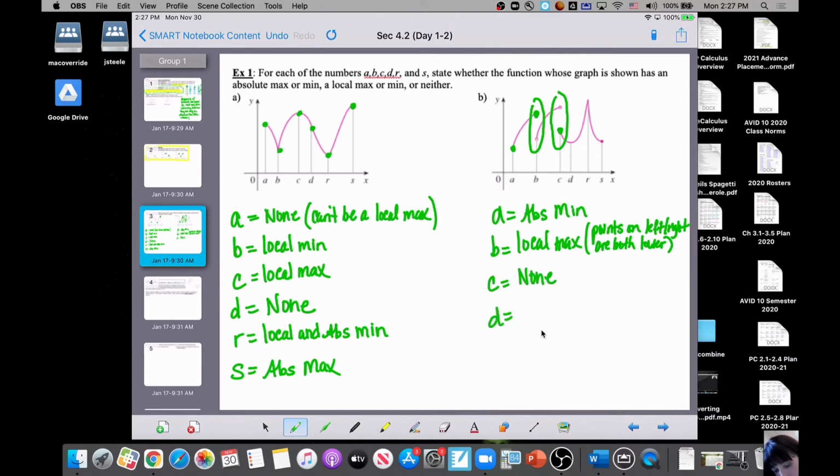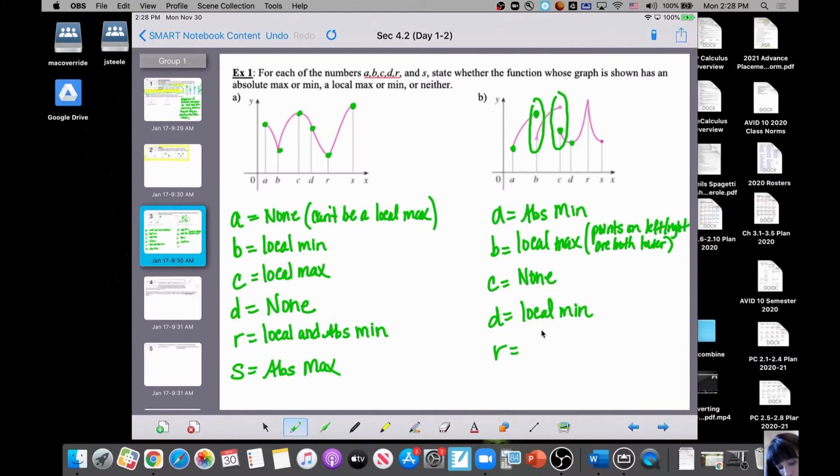Letter D, right here, it is not the lowest point on our graph, but it is lower than points on the left side of it and on the right side of it, so letter D would be a local min.